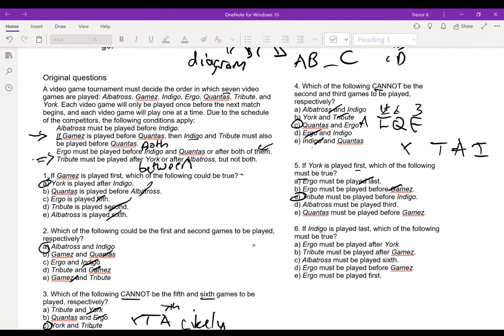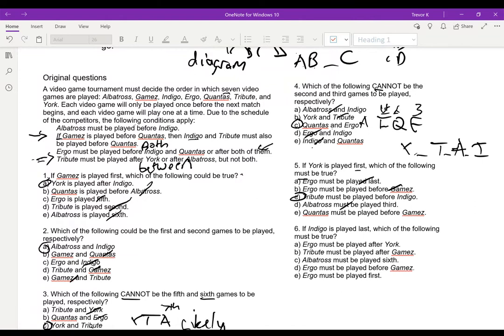Cool. Albatross must be played third? No. Tempting based on this, but we actually don't have any real reason to believe that, right? I could put Ergo there pretty easily, and then Albatross would be fourth. So this is tempting if you don't draw your diagram correctly, but notice how I've left spaces in between all of these. It's because there are spaces in between all of these. I don't have any immediately before such and such.